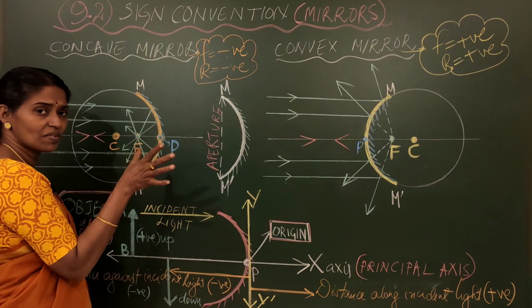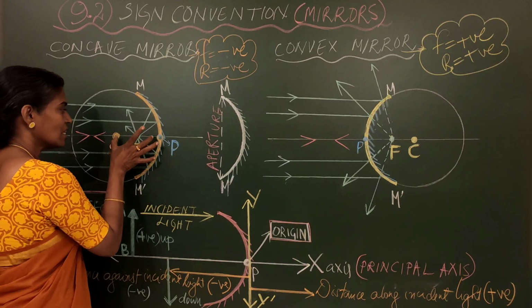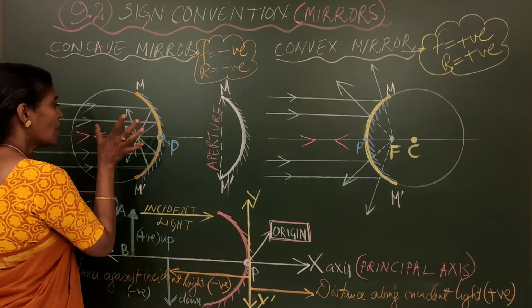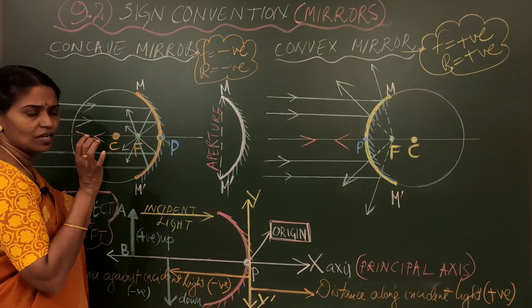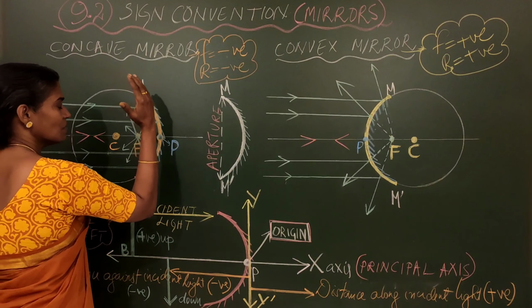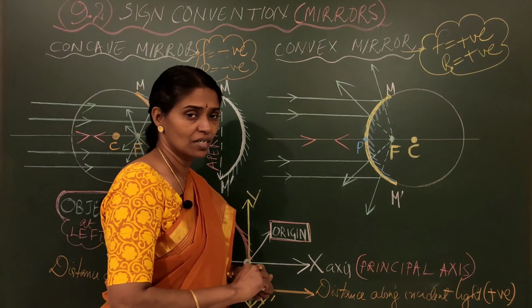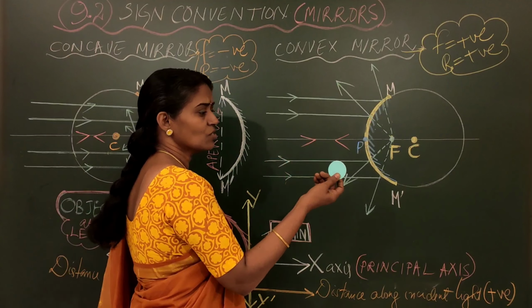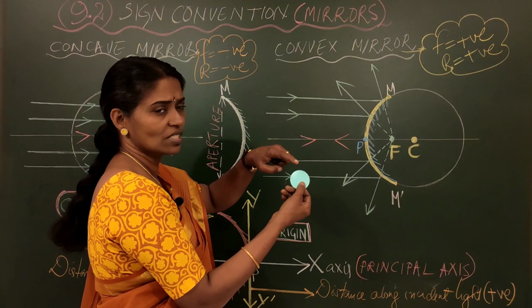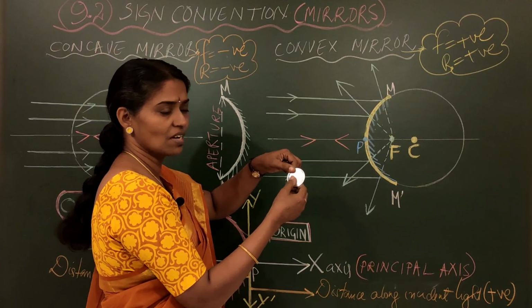What is radius of curvature? The radius of this spherical surface, that is CP. So half of CP is equal to FP. Now this is the case of the concave mirror. Now what about the convex mirror? This is the convex mirror where you are using the other side. So this is the painted portion, the reflecting surface, the silvered portion.